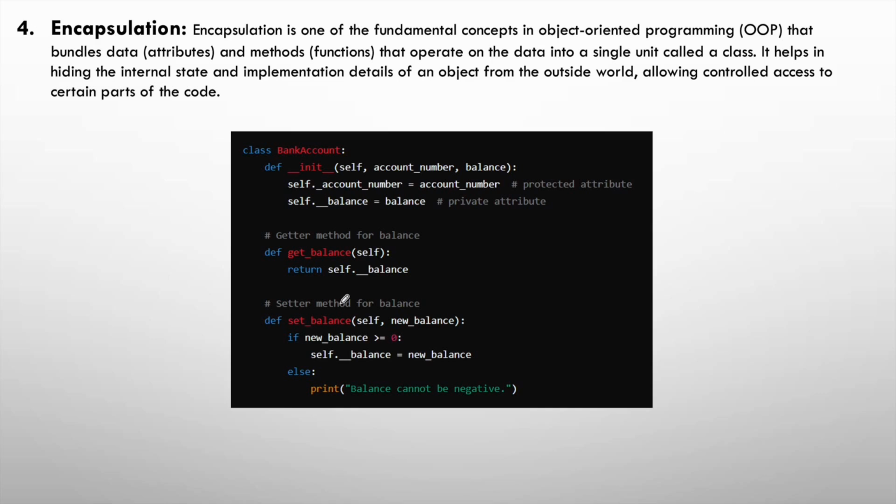Here, the bank account class defines a bank account with attributes account number and balance. For initialization, the init method initializes the account number and balance. Then we use something called getter and setter methods, where get balance is a getter method that returns the value of the private attribute balance, and set balance is a method that sets the value of balance after validating it to ensure it's not negative.